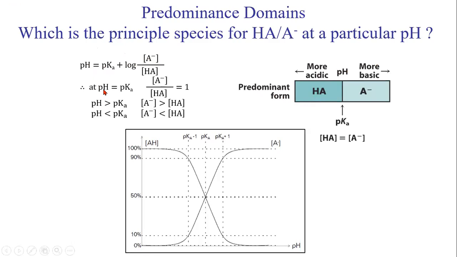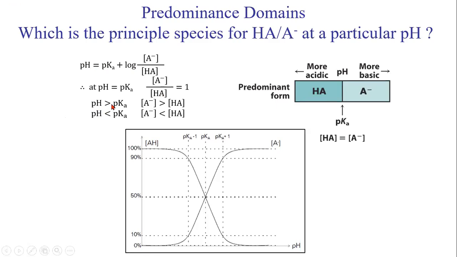So let's look at some variations. When the pH equals pKa, what happens here? Remember, when pH equals pKa, that means my A minus is equal to my HA, because the log of the ratio becomes 0. 10 to the 0 is equal to 1, and so my A minus equals HA.